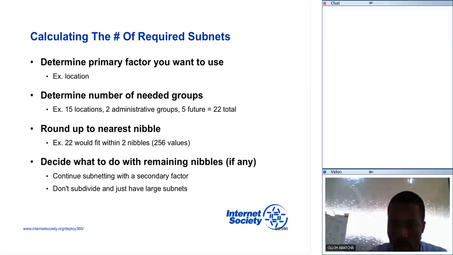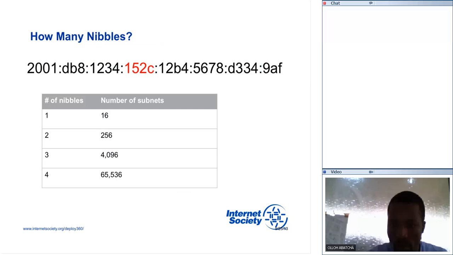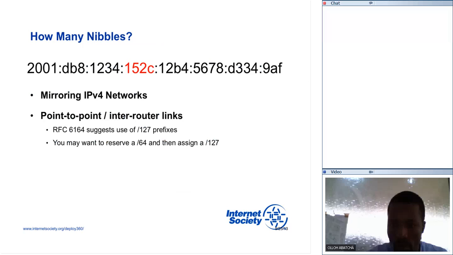So again, to calculate the number of subnets that you require, you need to think about what is the primary factor, the primary key you're going to use to create this address plan. Is it the location, for example? How many locations do you need? Rounding up to the nearest nibble, and then deciding if you're going to continue with those kinds of things. We talked again about how many nibbles to use. If you use 1 nibble, you can get 16, 2 nibbles, 256, 3 nibbles, 4096. If you're using all 4, you can have a full 65,536.